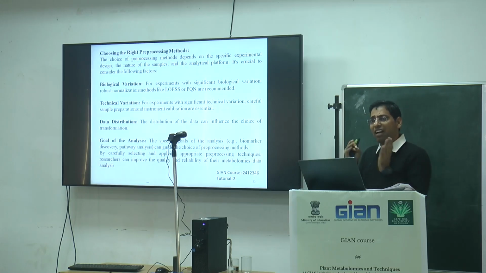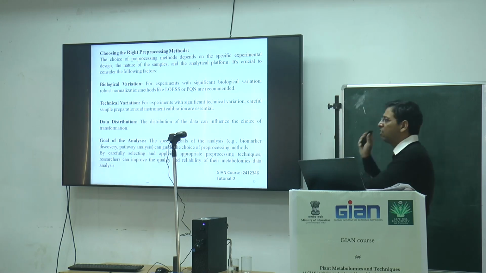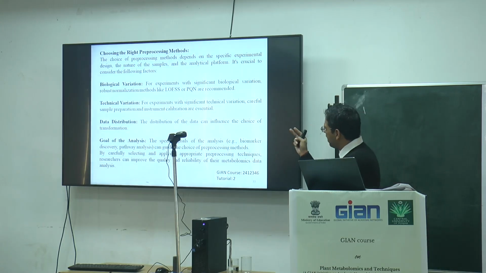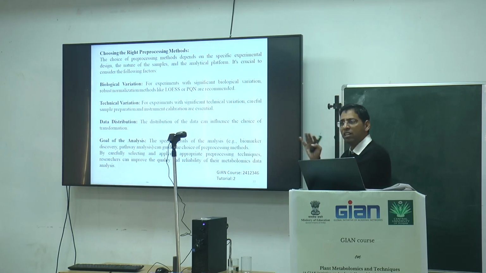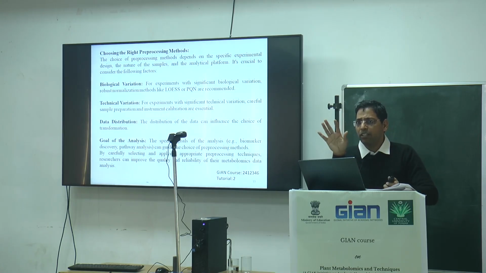So choosing the right preprocessing method, you have to choose which will be the best one. It depends on three things. First is the biological variation. For experiments with significant biological variation, you have to use a robust normalization method. Here they point out log transformation and PQN, which are recommended if you are looking at biological variation. For technical variation, we have to go ahead with careful preparation, and instrument calibration is essential. In NMR there is no need for technical replicates, but for LCMS and GCMS you have to use technical replicates, of course.